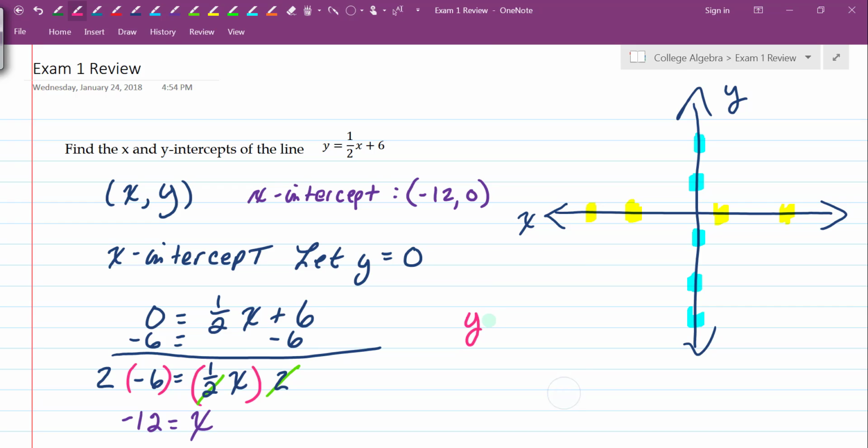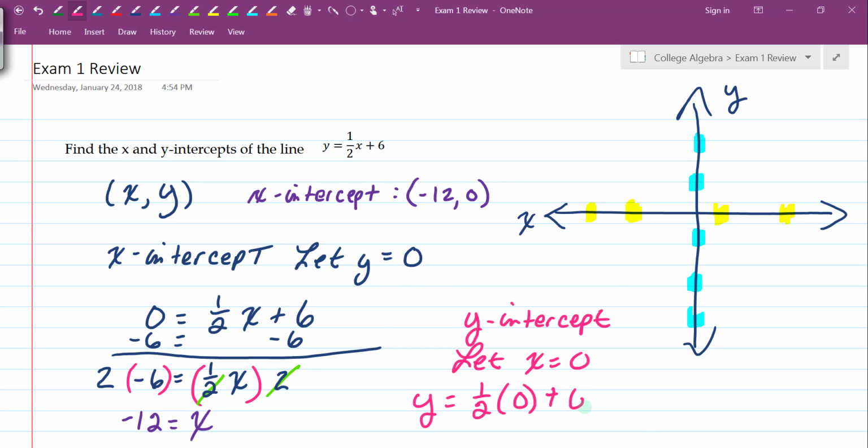So for the y-intercept, let's switch our ink colors. You're going to let x equal 0. So we have y is equal to 1/2 times x, and x is going to equal 0. Whoops, I should have written plus 6. And solve that out. We end up with y is equal to 6, because 0 times 1/2 goes to 0. So my y-intercept is going to be the point 0, 6.